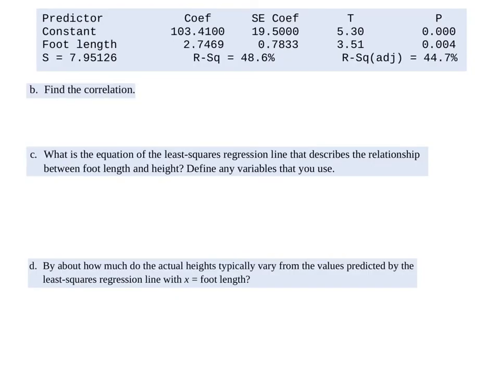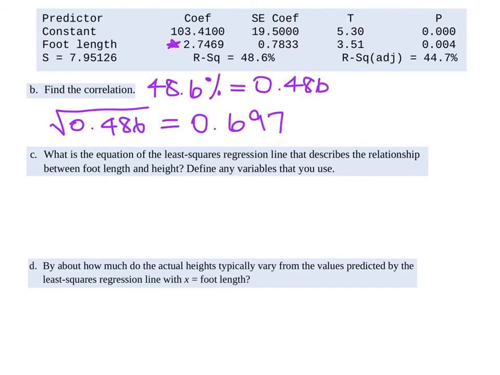Next up, we're going to find the correlation. So remember, correlation is just R. So I'm going to look for anything that has an R or R squared value, and I find it right here. So I'm going to take this R squared value, turn it into a decimal, take the square root, and we'll find our correlation. 48.6 as a percent is 0.486 as a decimal. Take the square root of that, and I get the correlation, or my R, is 0.697.